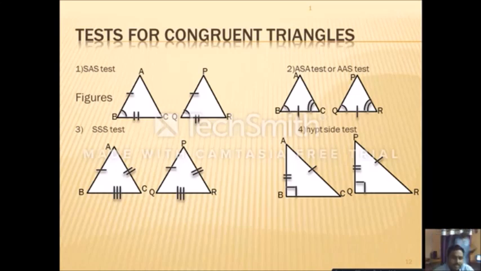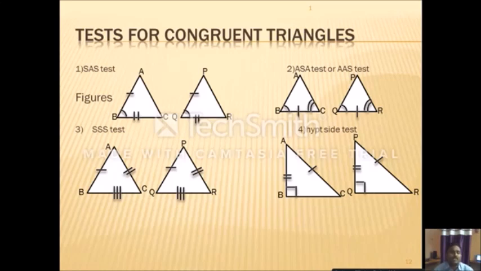In the second case, we see that two angles of one triangle are congruent to the corresponding angles of the other triangle and their included sides are congruent. Then this test is called the ASA test or AAS test.